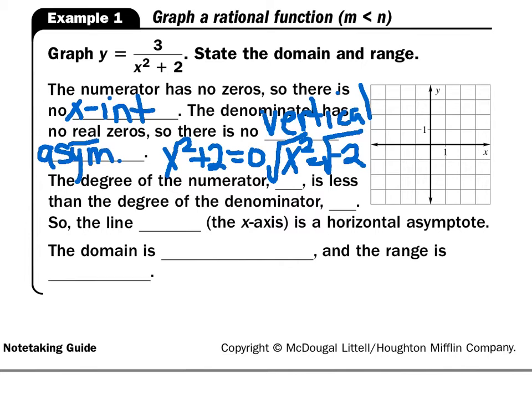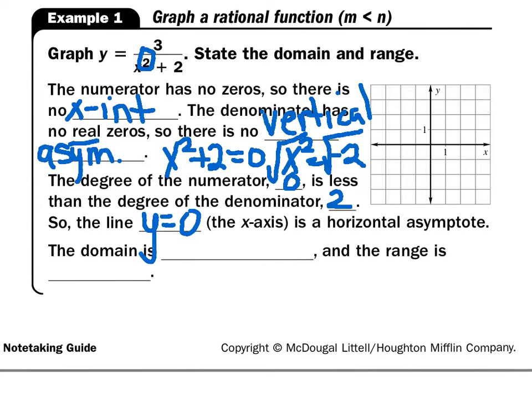Asymptotes, I'm going to abbreviate. The degree of the numerator. Okay, what's the degree up there on the x? Well, we don't have one, so it must be 0 because x to the 0 is 1. And that is less than the degree of the denominator. The degree in the denominator is 2. So the line y equals 0, the x-axis, is a horizontal asymptote.